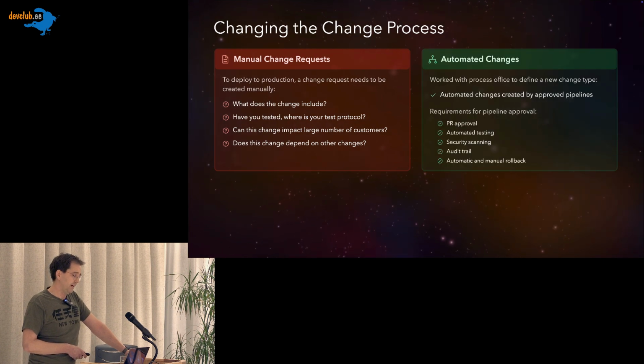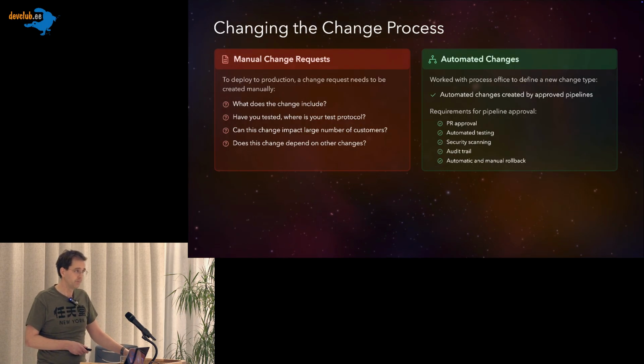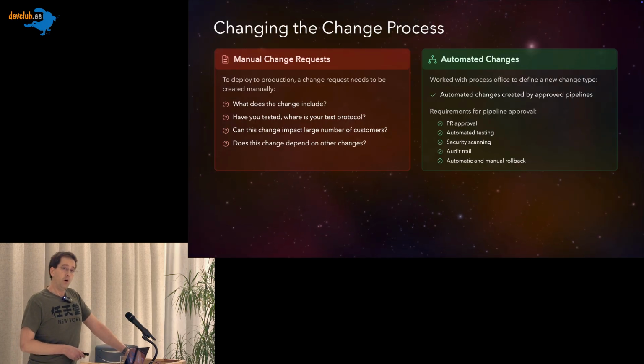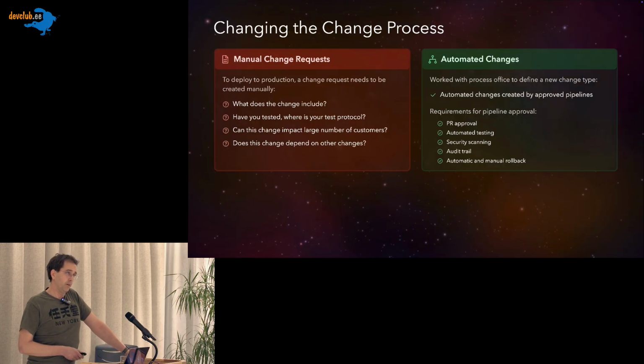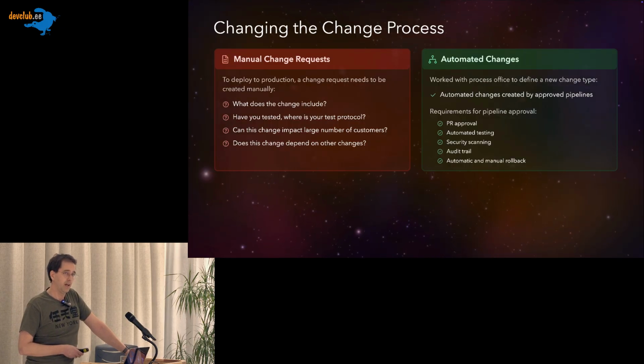So we spent, and I think that's where my first gray hair started to come, basically 1.5 years together with Process Office to define a new change type that is now called automated change. And you're only allowed to use that change type for a pre-approved pipeline. And there is a lot of requirements on that.